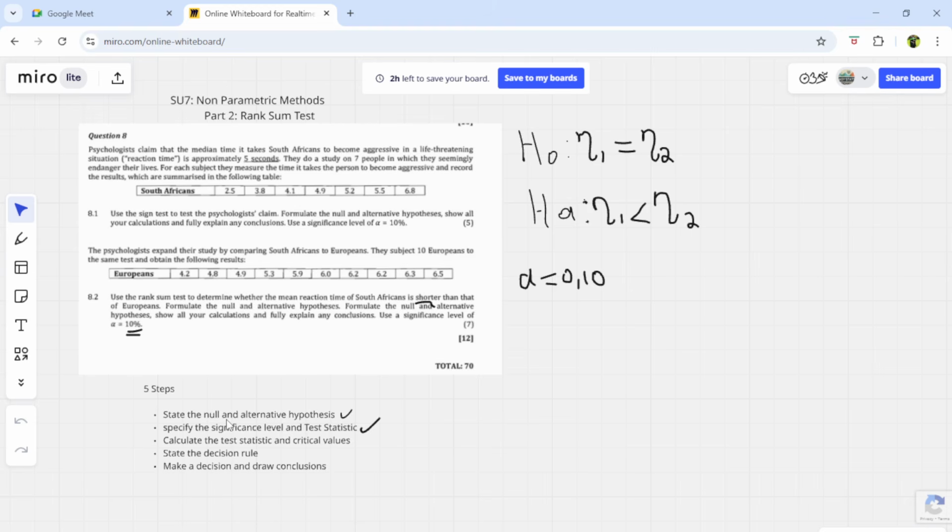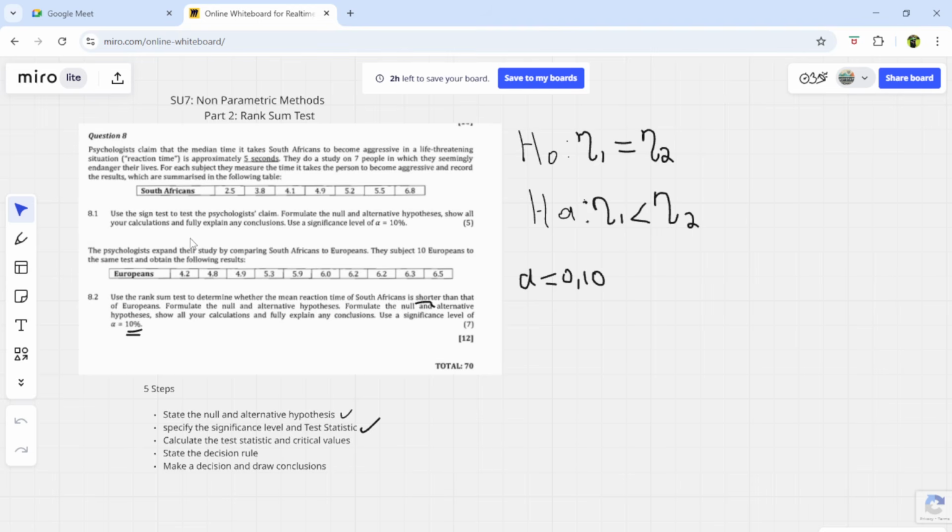So the first step is to state the null and alternative hypothesis. And then here I wrote them down. This is the null hypothesis H naught, so median 1 equals median 2. The alternative is that median 1 is less than median 2, because they said the population for South Africa is less than that of the European.